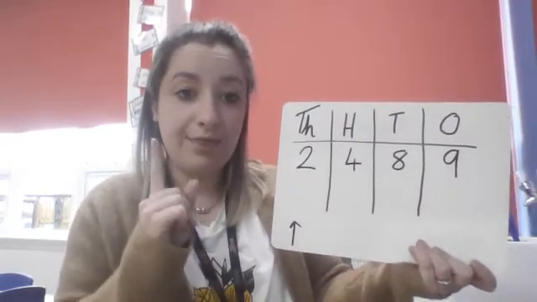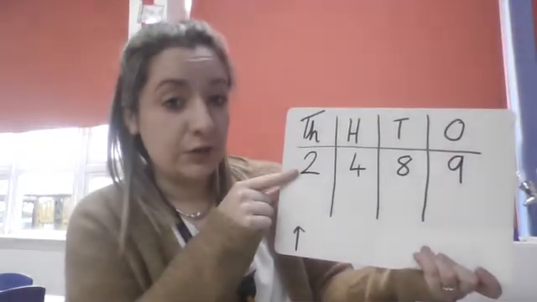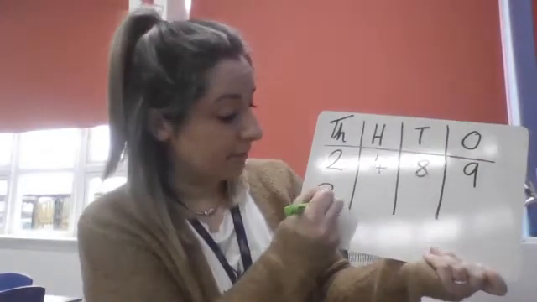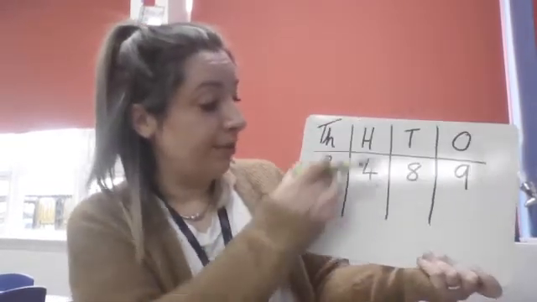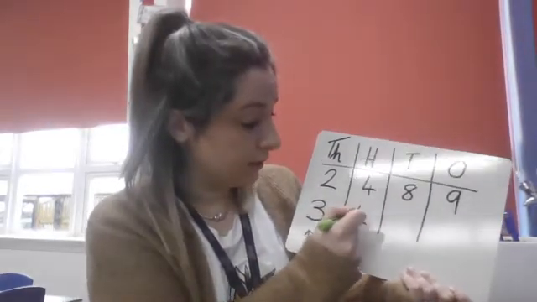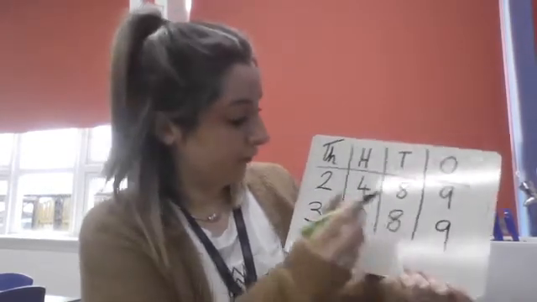If I want 1,000 more, then I need to add another 1 onto this 2. So 2 add 1 would be 3. So that's the next 1,000 that comes after 2,000 is 3,000. So that's the column that I am changing. So I've got my 3 in my thousands column. I'm not going to change any of these numbers because I just need the thousands to change. We want 1,000 more. So I'll keep my 400, I'll keep my 80, and I'll also keep my 9.